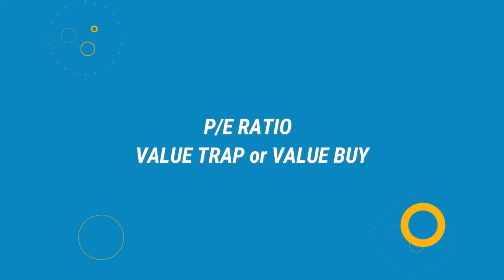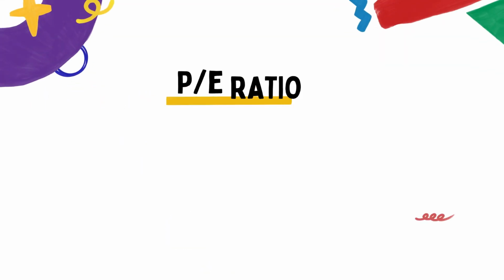First, let's take a look at PE ratio. The price to earnings, which is also called PE ratio, is a financial ratio that compares a company's current stock price to its per share earnings. Per share earnings is also called EPS. The PE ratio is calculated by dividing a company's current traded stock price by its EPS.